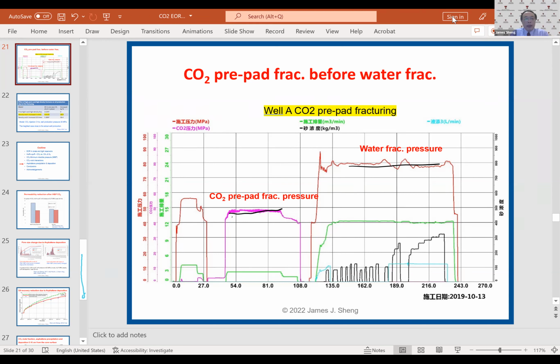Okay, as the soak process goes on, initially the soaking pressure is the same as the huff pressure. But as the soaking process continues, the pressure will decrease slightly because some CO2 is dissolved in the oil.